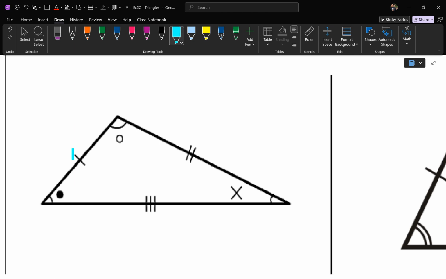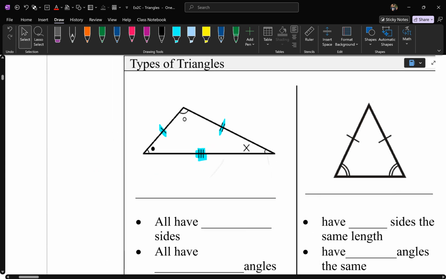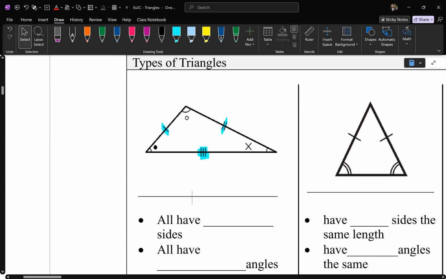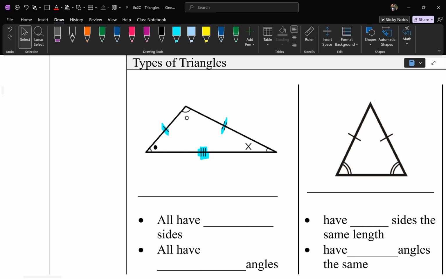What do these symbols all mean? This one has 1 dash, this one has 2 dashes, and this one has 3 dashes. What is that implying? Thank you, Kyle. A line with 1 dash is the same length. If there's 2 dashes, same as the other line. Very good. And because they all have different dashes, it means that they have all different side lengths.